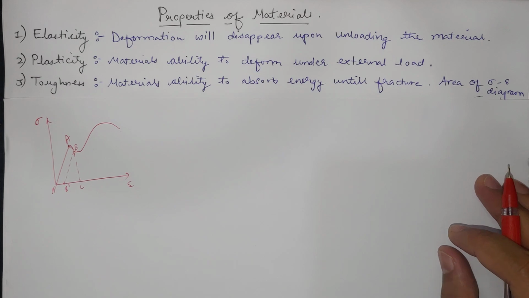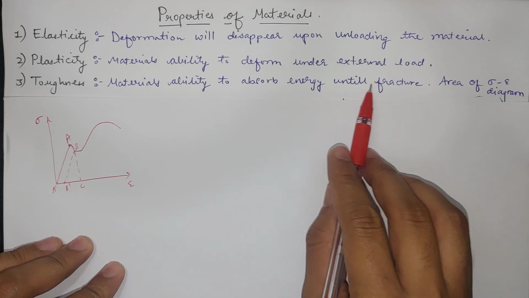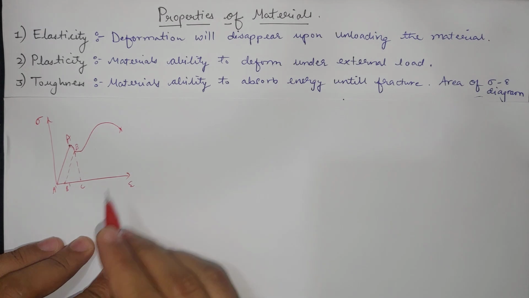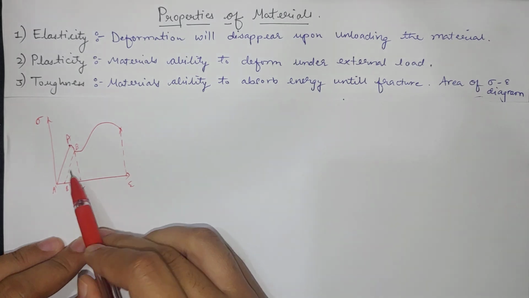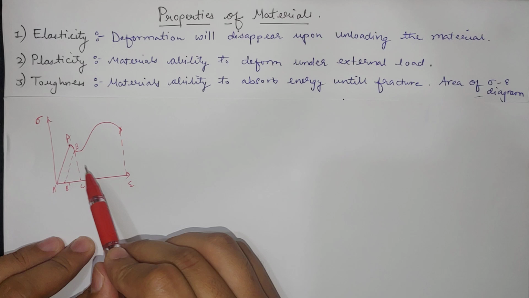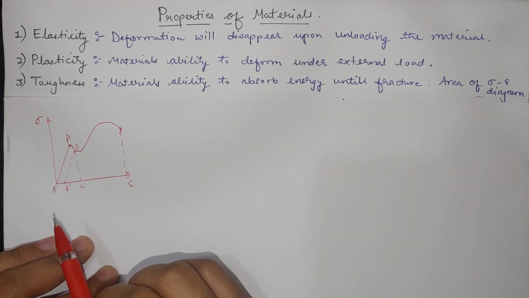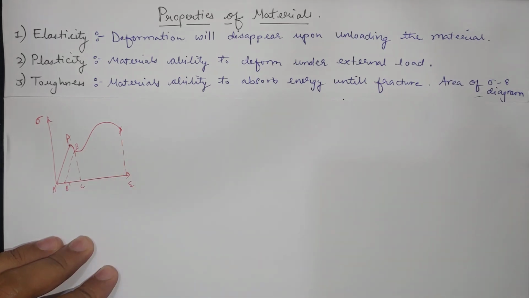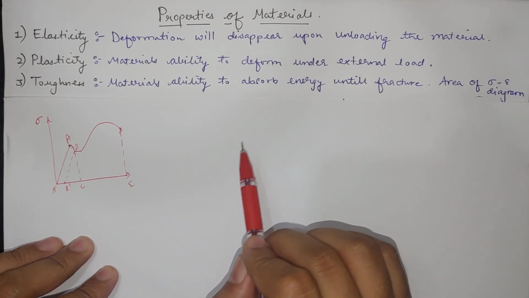The third property is the toughness of the material. Toughness is the ability of the material to absorb energy until the fracture point. So in this mild steel stress strain diagram, this is the fracture point. From this point up to this point, the area of this stress strain diagram will give the modulus of toughness, because it's the toughness per unit volume of the material. So this entire area will give the idea of the toughness of the material and its ability to absorb energy until its fracture.